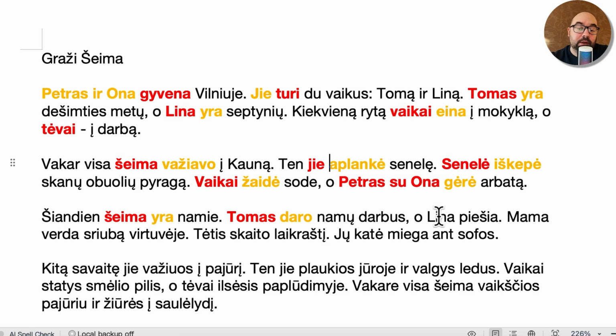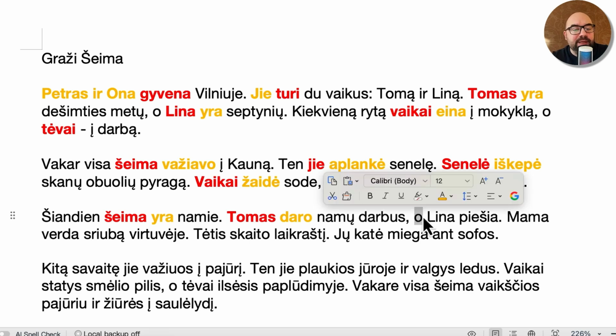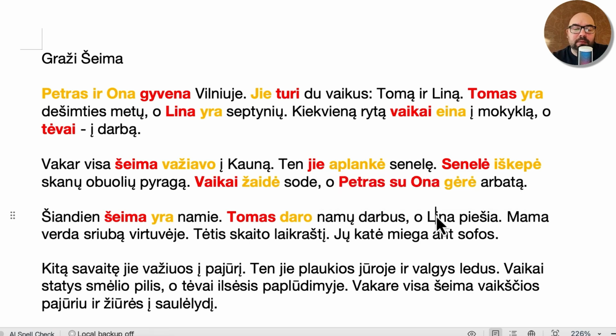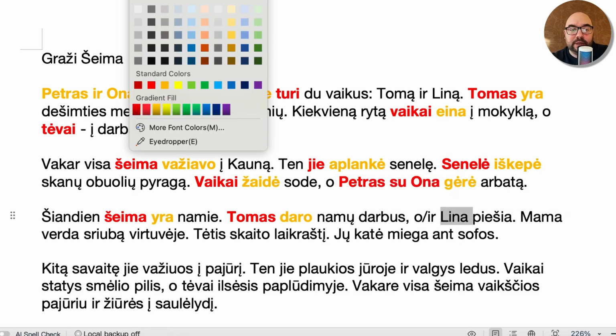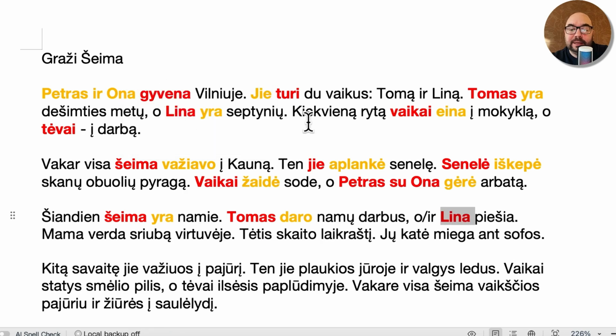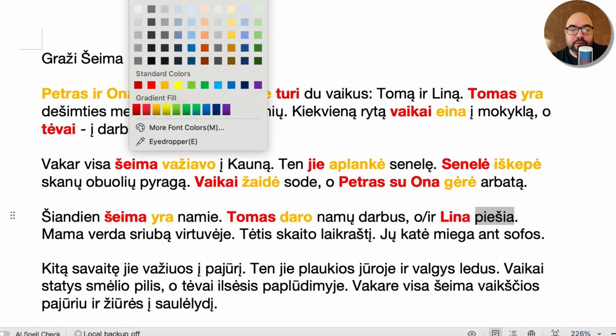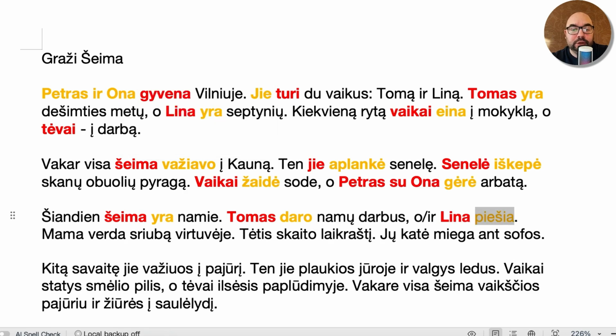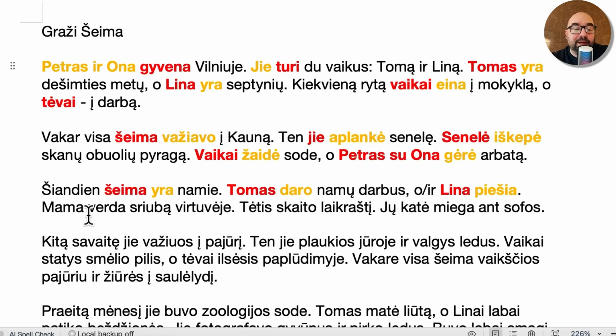O Lina piešia. And in English language, we use and. In Lithuanian language, we usually say o. It's kind of sort of like a but it's not exactly. It's usually used as an and, but we have a different word for and. You could use ir in this case as well. That would be the real and, right? So Lina piešia would be Lina is drawing. Lina is drawing, right? She is drawing. Ji piešia. Mama verda sriubą virtuvėje.